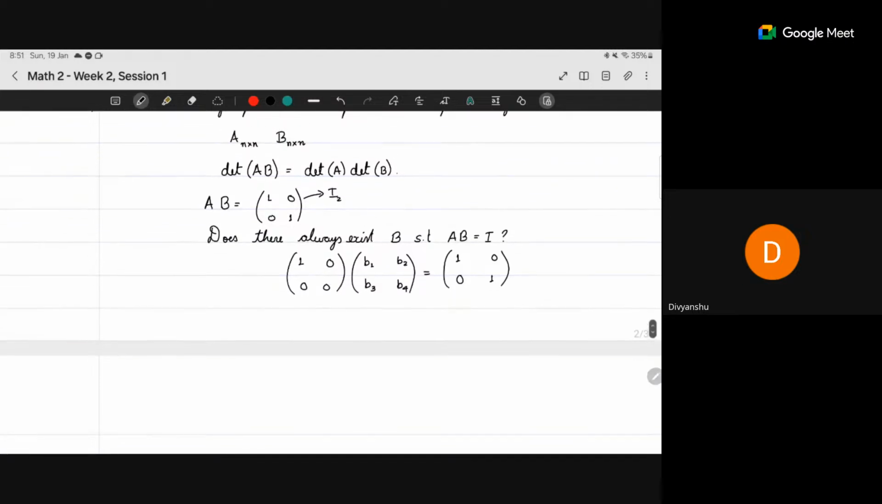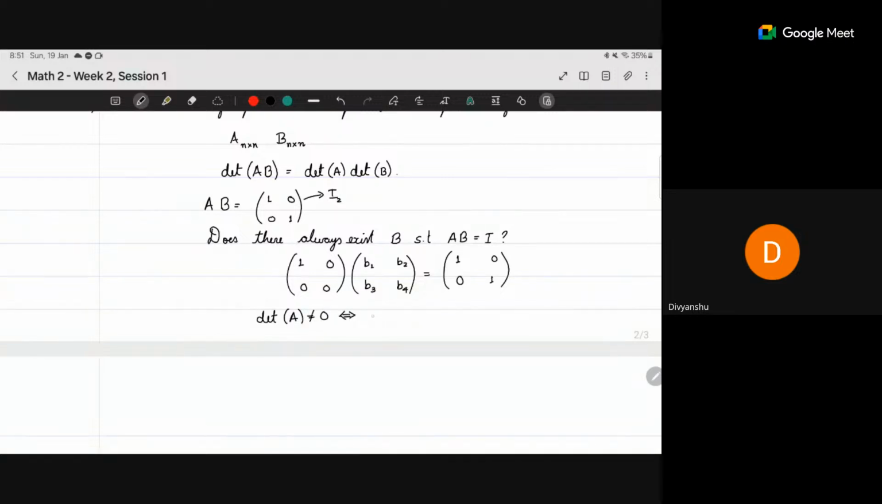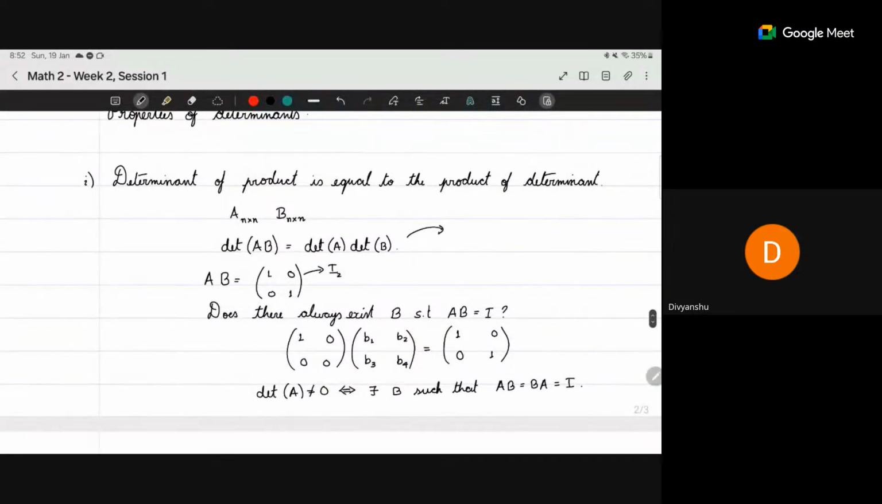So the condition happens to be: determinant of A not equal to 0 if and only if there exists B such that AB is equal to BA is equal to identity. So if the determinant is 0, you cannot find a matrix which you can multiply to this and get identity. This you can see using this property as well.